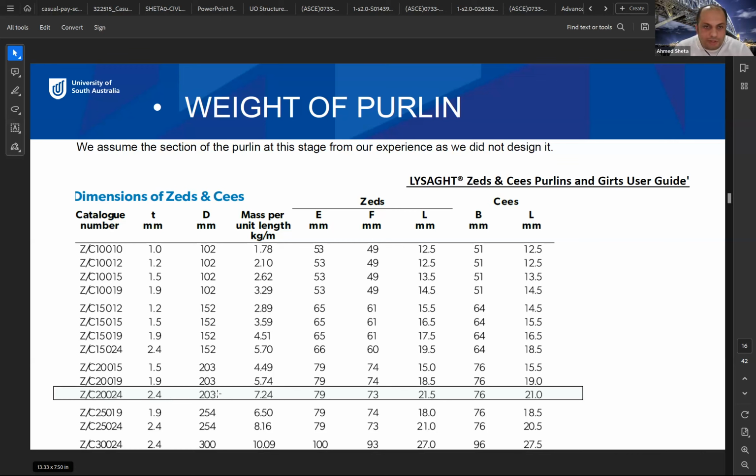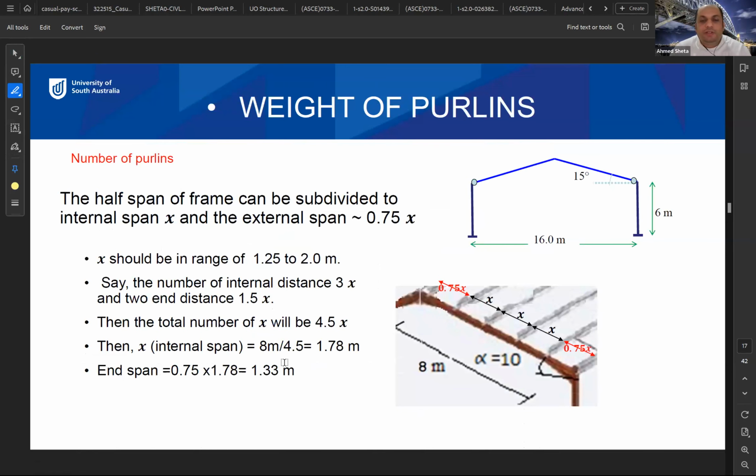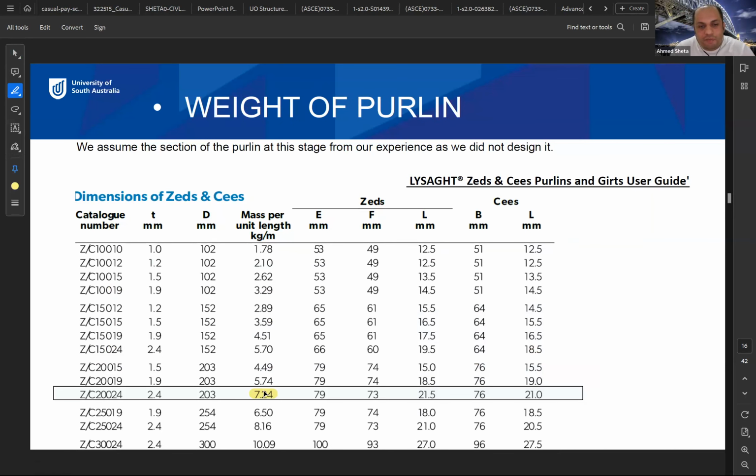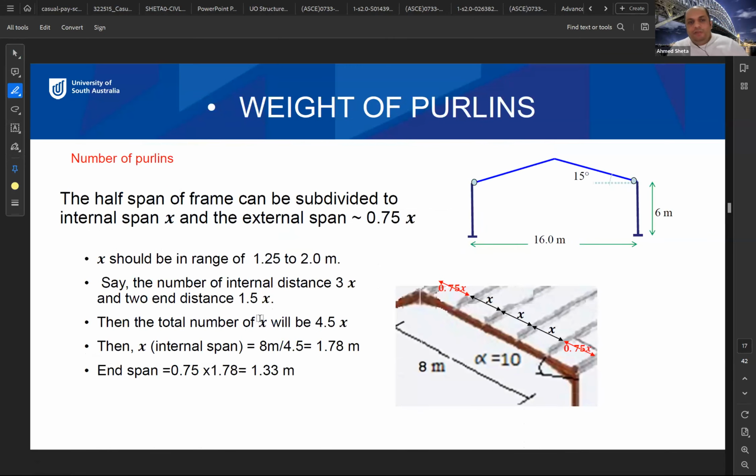Okay. What is the own weight of this purlin here? What you can see here is the own weight in kilogram per meter. So this is the weight of the purlin. But to calculate the weight of the purlin on B1, you need to follow the same steps here. What you have to do is calculate how many purlins, or what is the number of purlins used in our shed. Have you done this?